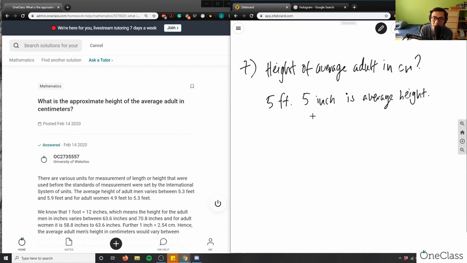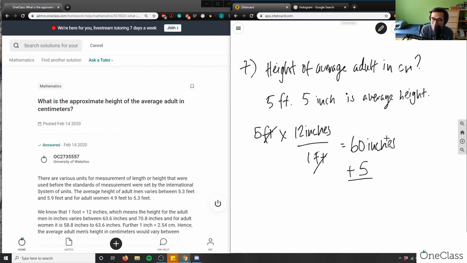So if I were to do that, I know that 1 foot equals 12 inches, right? So I can multiply 5 feet by 12 inches per 1 foot, which means the feet would cancel out. 5 times 12 here is 60 inches, and then I have to add my 5 here. So 60 plus 5 is 65 inches. So I have 65 inches as the average height of our adult here.